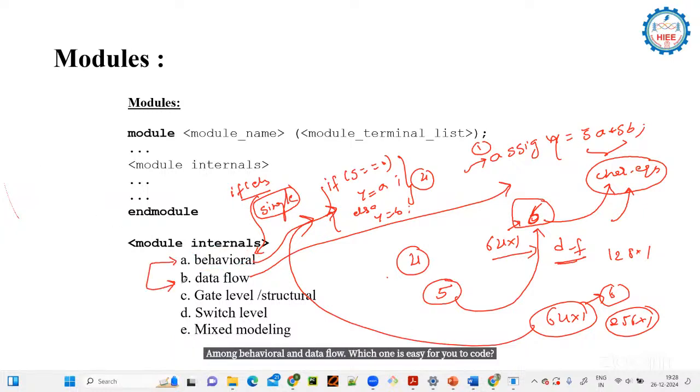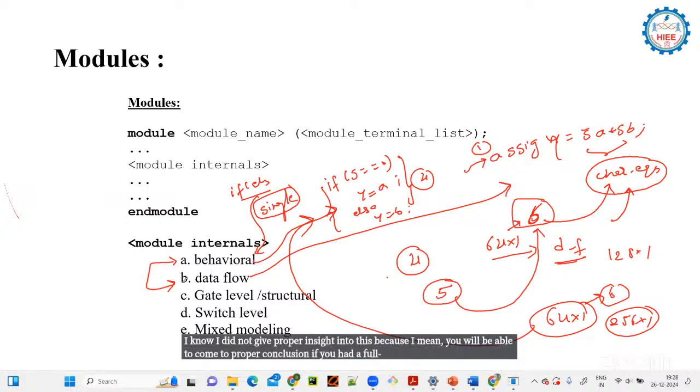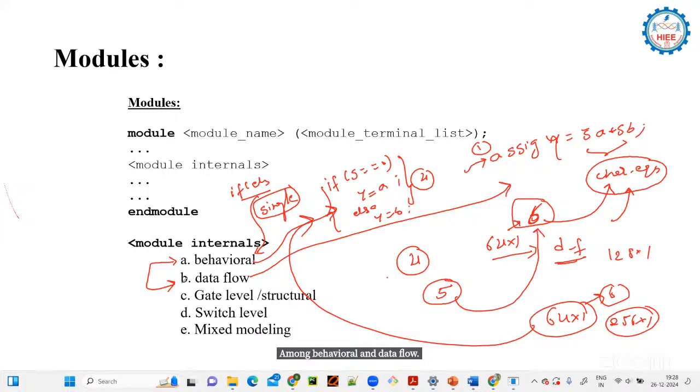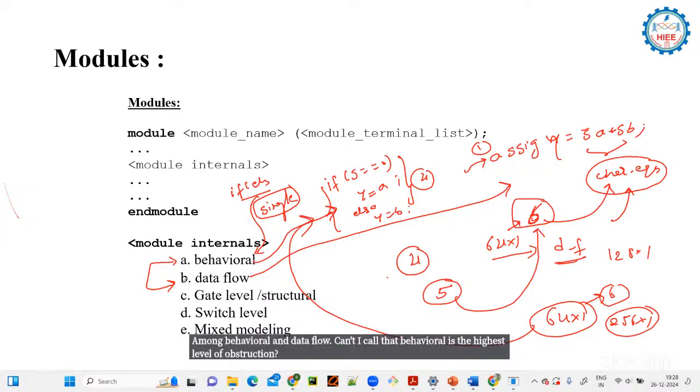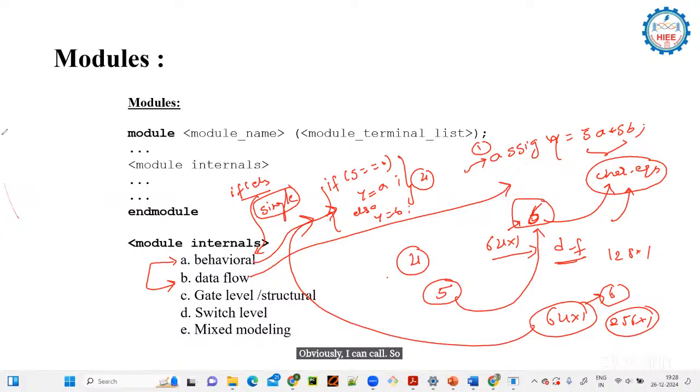I know I did not give proper insight into this, because you would be able to come to a proper conclusion if we had a full-fledged course or discussion. But as of now, based on what we have discussed so far, among behavioral and data flow, can't I call behavioral the highest level of abstraction? Obviously, I can.